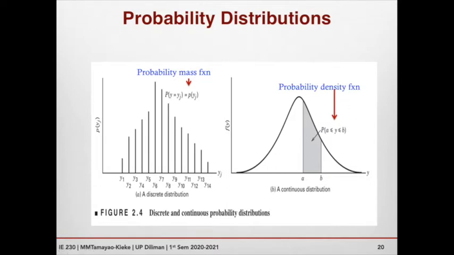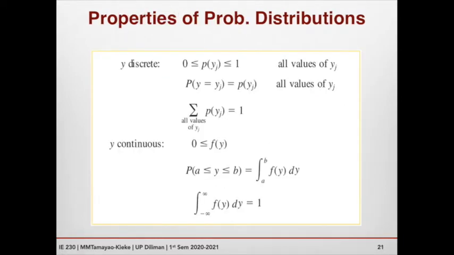In the discrete probability distribution, the height of the function p of y sub j represents the probability, while in the continuous probability distribution, it is the area under the curve f of y associated with the interval that represents the probability. The properties of probability distributions are summarized mathematically here.